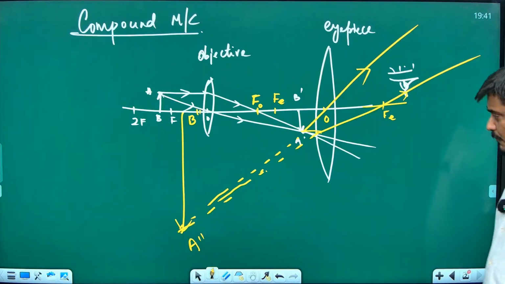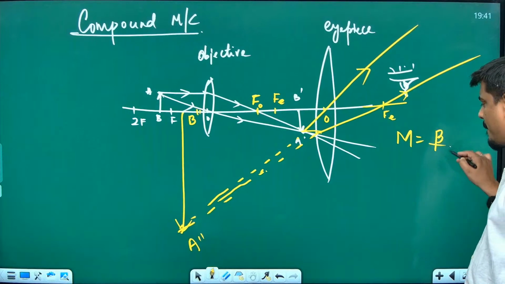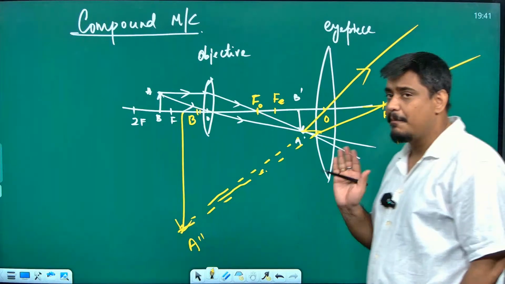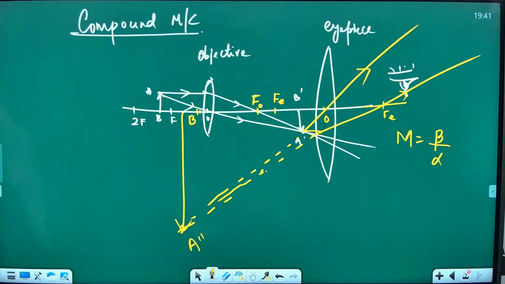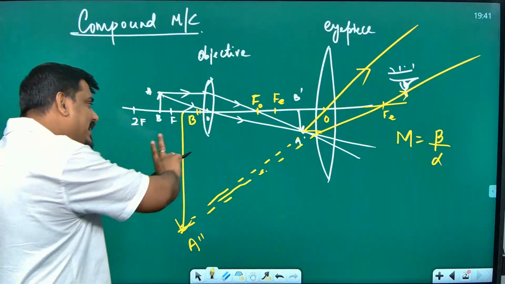Now, we know very well magnification of optical instrument is what? Beta by alpha. Do you remember the last class? I have told this to you in the previous class. Magnification, also called as angular magnification by microscopes, is beta by alpha. Beta is the visual angle subtended by final image.